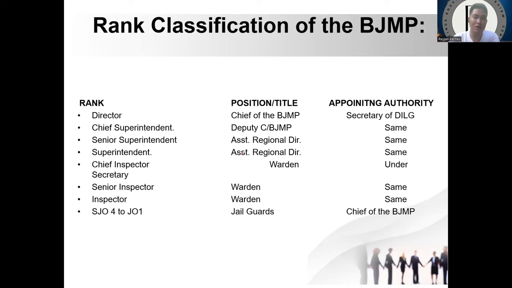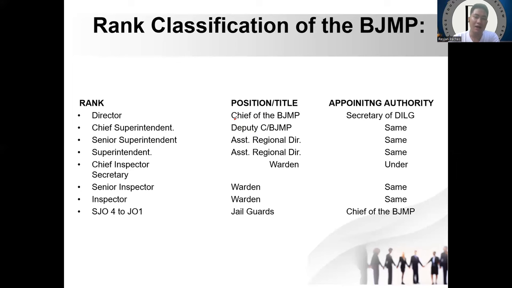Then of course, yung superintendent, meron siyang position na Assistant Regional Director hanggang same as true with senior superintendent. Ang chief superintendent natin na rank, that is the deputy chief of the BJMP, ibig sabihin the second in command in the Bureau of Jail Management and Penology. And of course, the first in command or yung pinaka-head ng Bureau of Jail Management and Penology, of course, that is the chief of BJMP.